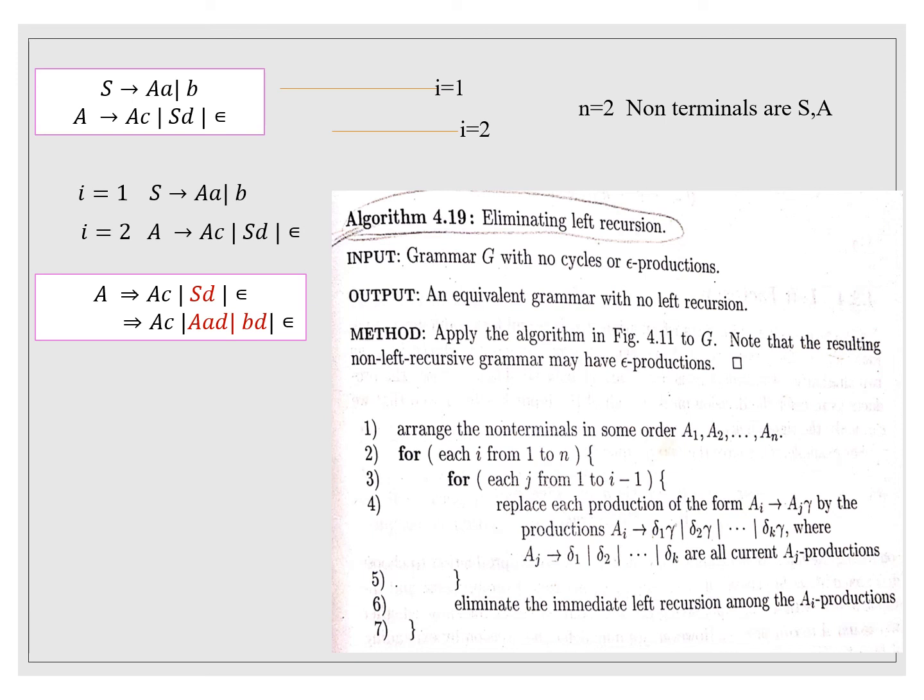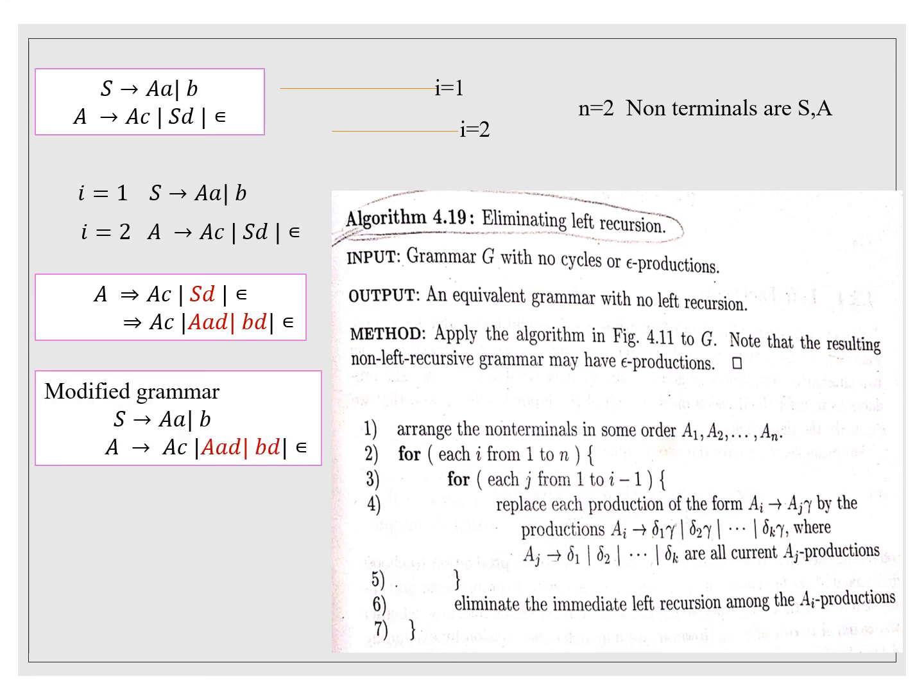See, try to understand. We are not replacing for rule 1 because according to this algorithm, the rule 1 condition fails. But for rule 2, the condition is true, right? Therefore, we are applying the substitution for Sd. Clear? Okay. So next, what is the value of i? Only two, right? i is equal to 1 and i is equal to 2. When i is equal to 3, the condition fails. So the algorithm closes. Therefore, we got the modified grammar. So that is S derives Aa | b and A derives Ac | Aad | bd | epsilon.